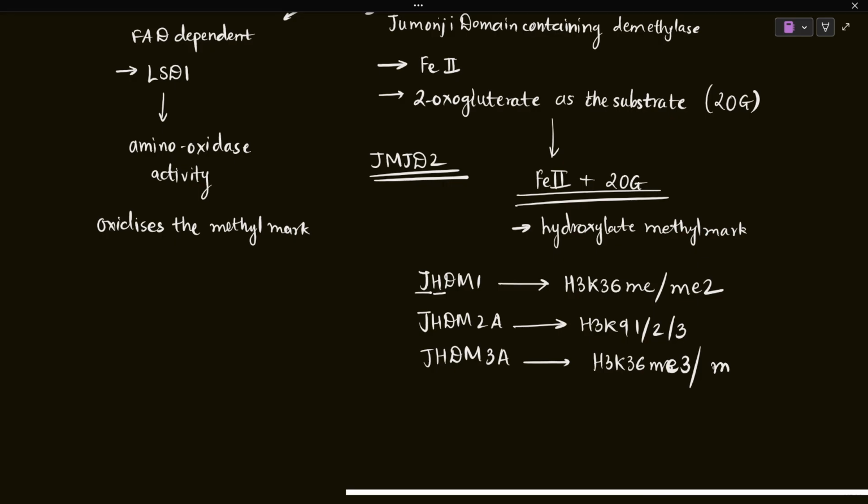Okay, so those are the three examples of Jumonji domain containing enzymes. So that's it for the demethylases. I forgot to discuss this one. That's why I added this enzyme in today's lecture. So with this, we are done with the lysine-specific histone methylation part. Before moving on, let's do a quick recap.